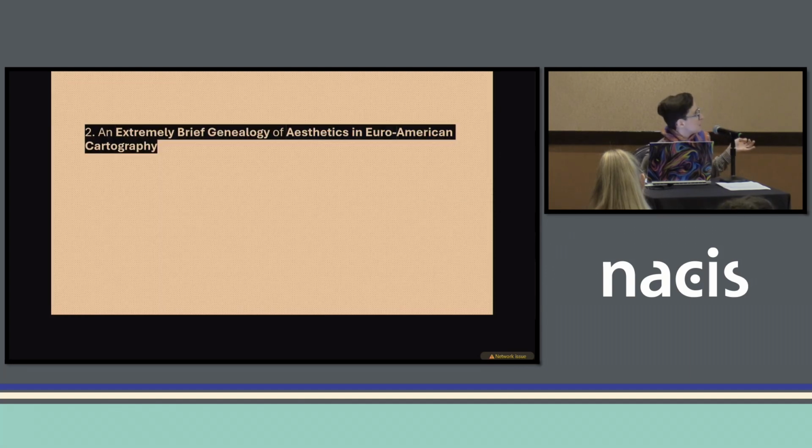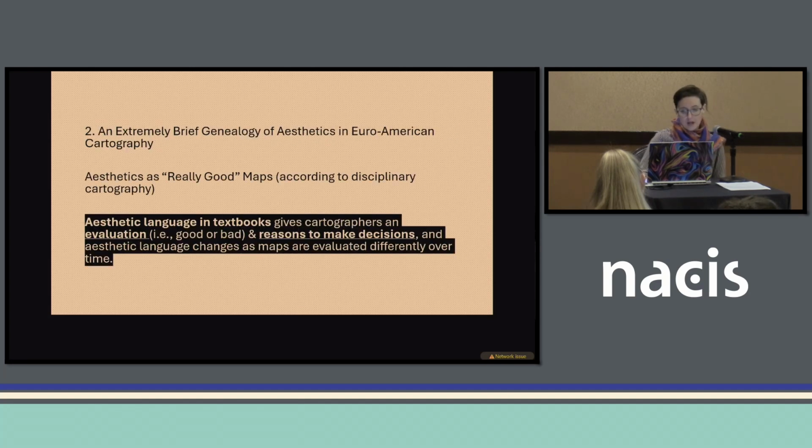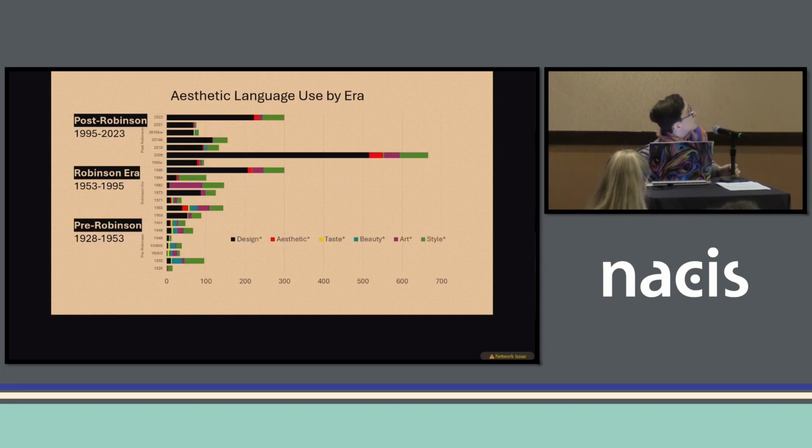I'm now going to move into an extremely brief genealogy of aesthetics in Euro-American cartography. And so aesthetic language gives cartographers an evaluation. It gives cartographers reasons to make decisions, and it changes. It changes over time as maps are evaluated differently over time. And so this is just a broad view of what my findings were. I'm going to point out just a couple of things.